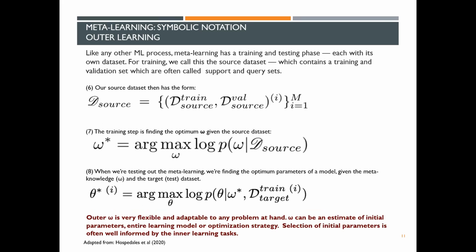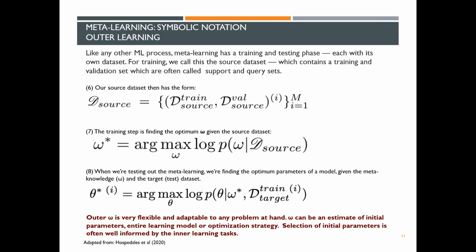So, in the very same way that we would train conventional parameters, we use our training and our test sets, or our source and our query data sets here. And really the training step is we want to find the optimized meta learning, right? Given our source data set. And that's what we're seeing in equation 7 here: we're looking to maximize the probability of encountering meta knowledge given our source data set. And when we're testing it, we're finding the optimal parameters of a model given the meta knowledge. So we now apply those learned parameters to our training and our test sets here.